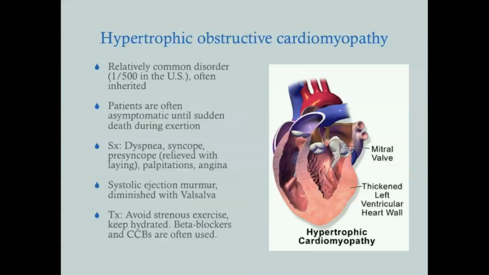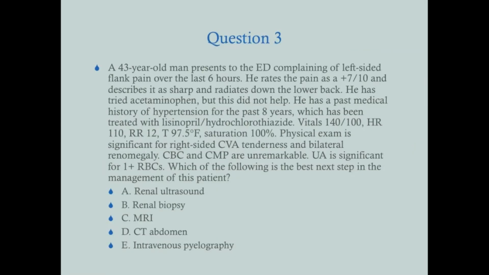beta blockers. Okay, question 3 gives us a 43-year-old man presenting to the ED who complains of left-sided flank pain over the last 6 hours. He rates the pain as a 7 out of 10 and describes it as sharp and radiating down the lower back. He has tried acetaminophen, but this did not help. He has a past medical history of hypertension for the last 8 years, which has been treated with lisinopril and hydrochlorothiazide. Vitals: 140/100, heart rate 110, respirations 12, temperature 97.5, saturation 100%.